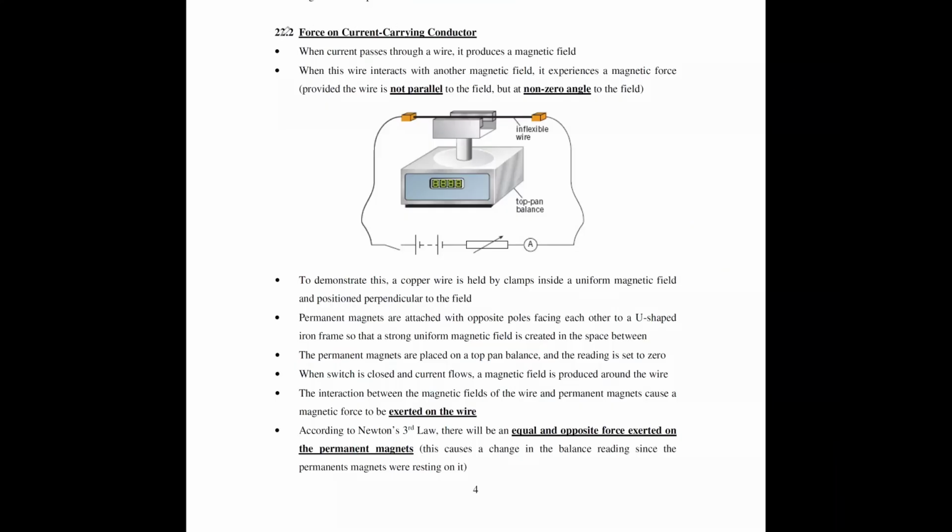Now for the next section, we look at the force on a current carrying conductor or wire. Earlier, we mentioned that when current passes through a wire, it produces its own magnetic field, such that when this wire is placed inside another magnetic field, the wire interacts with it and experiences a magnetic force. This is provided that the wire is not parallel to the field, but at a non-zero angle to the field.